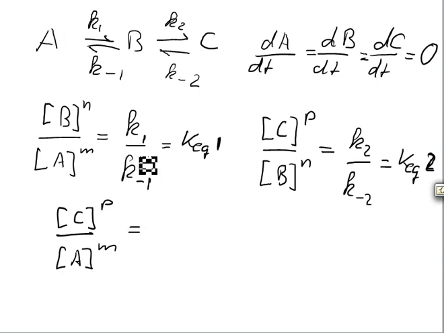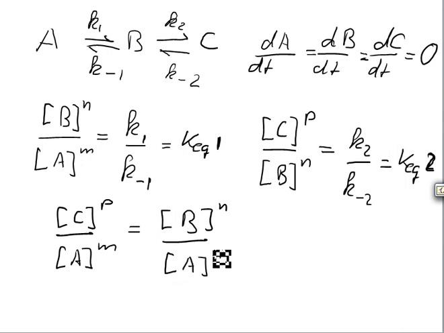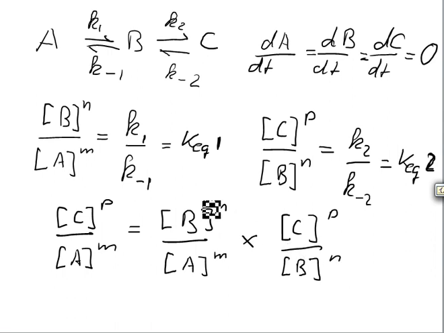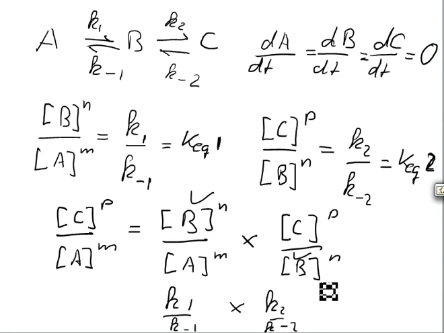So what we can do is we can just simply write this as the first part, B to the power of n over A to the power of m, times the second part, C to the power of p over B to the power of n. And we see that these cancel out, and we have back C to the power of p divided by A to the power of m. And we can write this as k1 over k-1 times k2 over k-2. Or we can write this as k equilibrium 1 times k equilibrium 2.